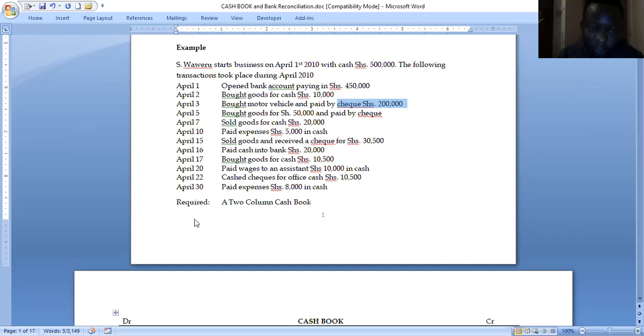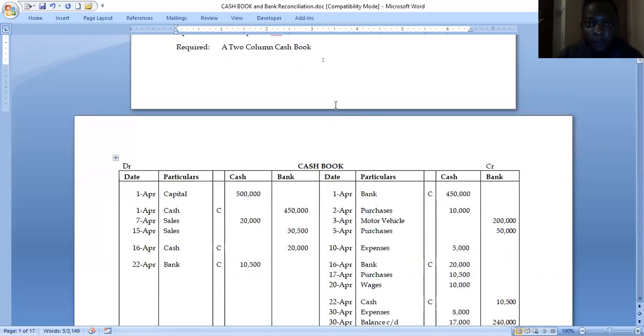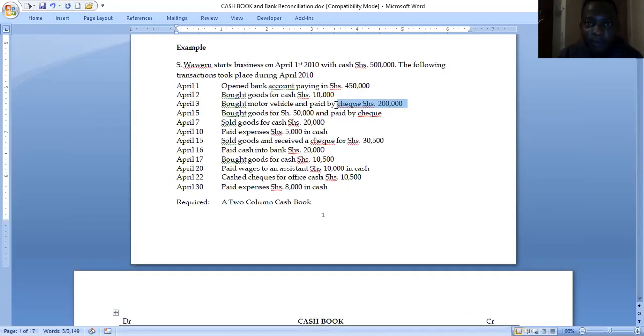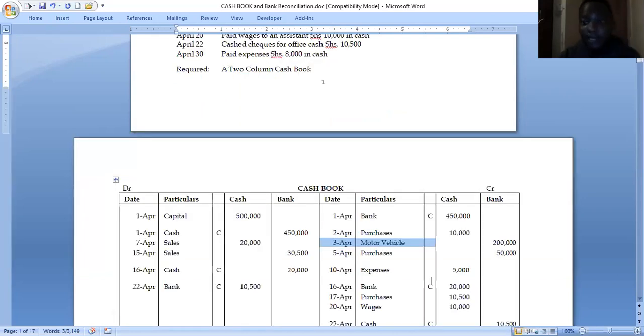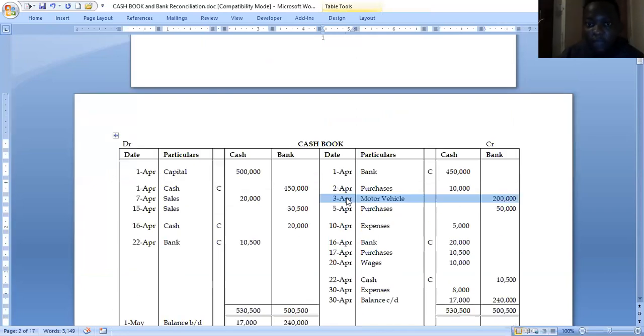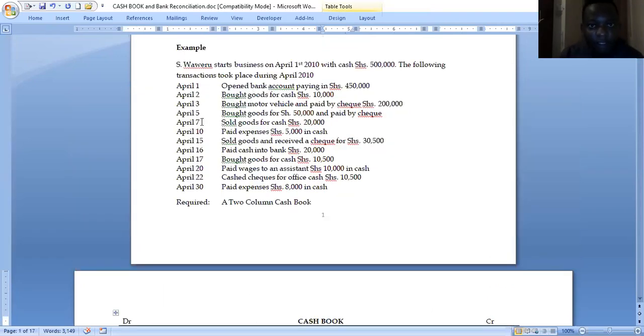So our question only requires us to have the cash book. So in our cash book, we are supposed to credit bank account. So therefore we have it here as highlighted, credit bank account by motor vehicle on 3rd of April, and you notice that the amount has been posted on the bank column. Then we move on to our fifth transaction.